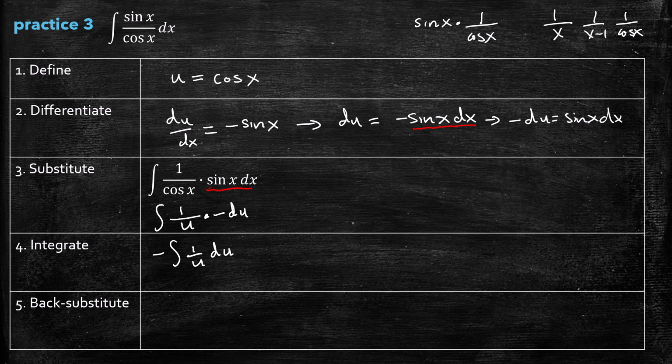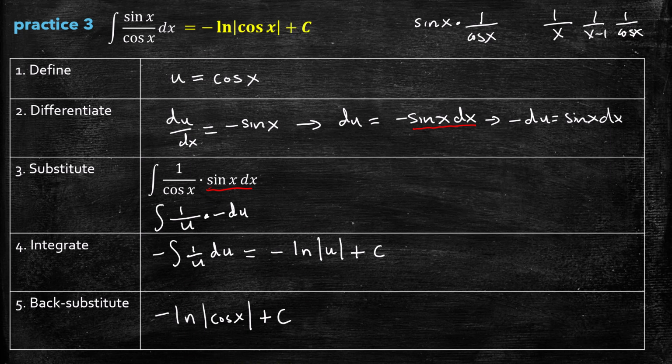So we are in u land right now. We're going to take care of that integral. So the integral of 1 over u is ln the absolute value of u plus c. And then we back substitute, so we end up with our answer in terms of x. So u was cosine x to begin with, and that's our final answer.